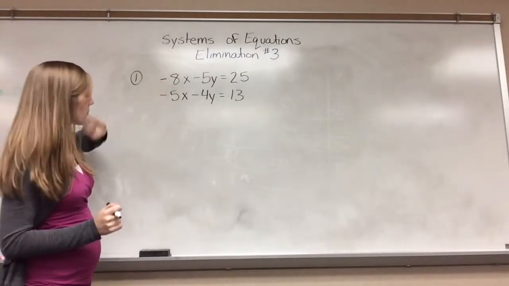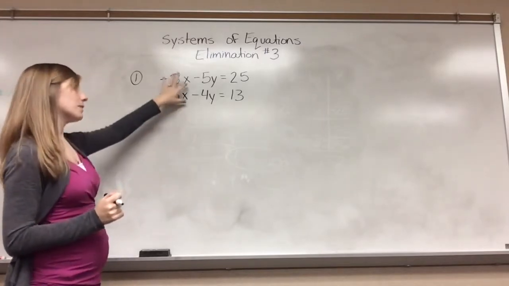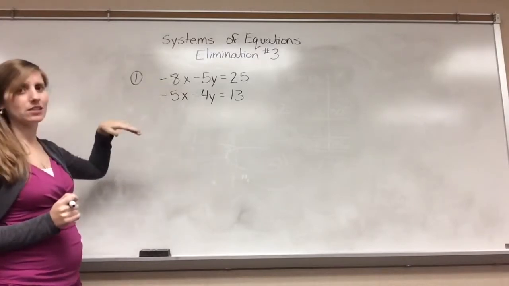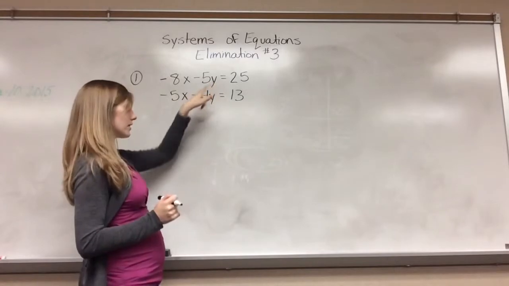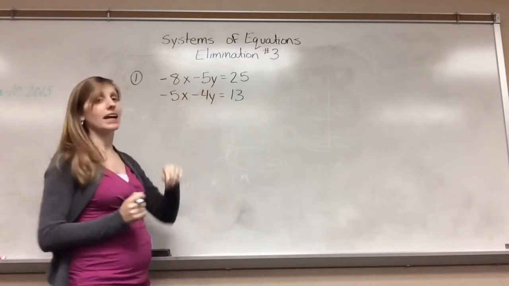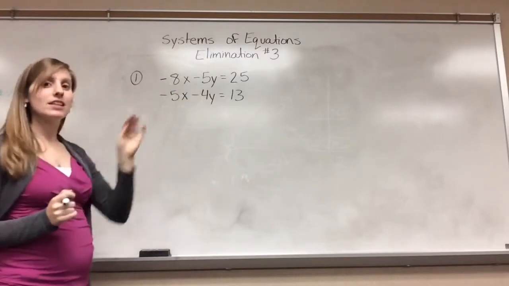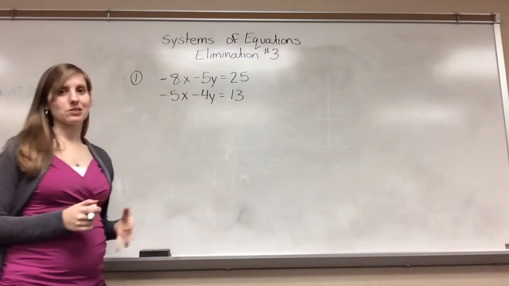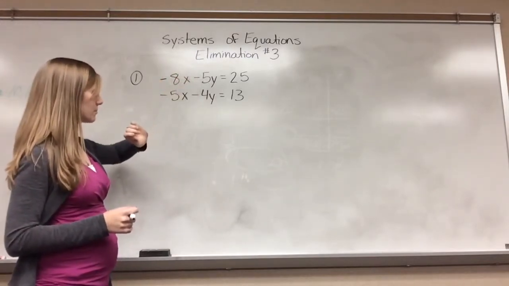So if I take a look at my x's, I have a negative 8x and a negative 5x. My letters are the same, but the numbers are different, so these will not easily cancel. So I'm going to go ahead and take a look at the y's. Letters are the same, but my numbers are again different, 5 and 4. So even if the signs were different, which they're not, but if they were, they still wouldn't cancel, okay? Because our numbers are not the same.